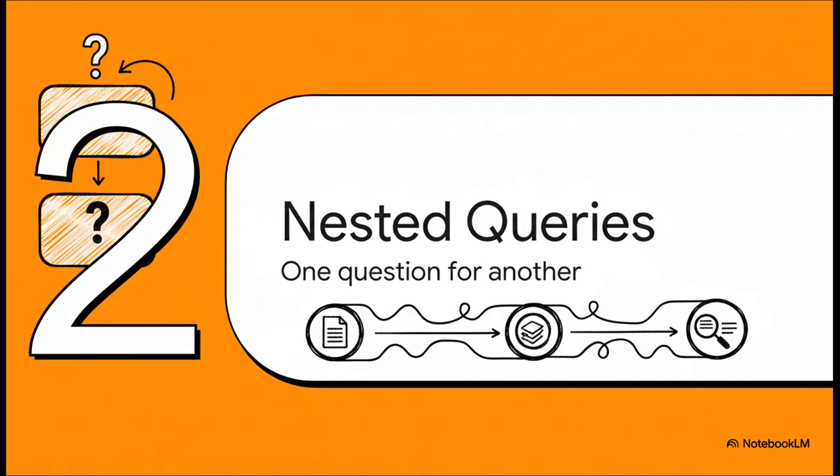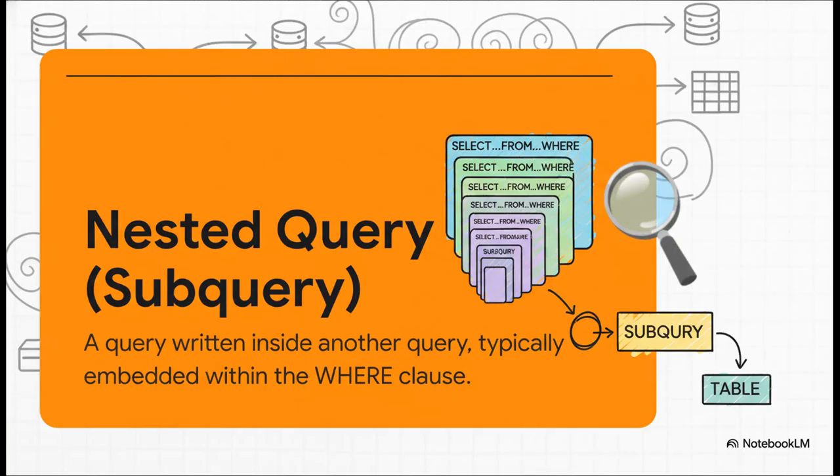Okay, on to our next tool. You know, sometimes to get the answer to a big question, you've got to answer a smaller one first. Like, if you want to find the names of all the students in Section A, you first need to figure out, well, which roll numbers are actually in Section A, right? And that's exactly where nested queries shine. So a nested query or a subquery is pretty much what it sounds like. It's just a query inside of another query. It's usually tucked away inside the where clause. You can kind of think of it like one of those Russian nesting dolls, but for SQL commands.